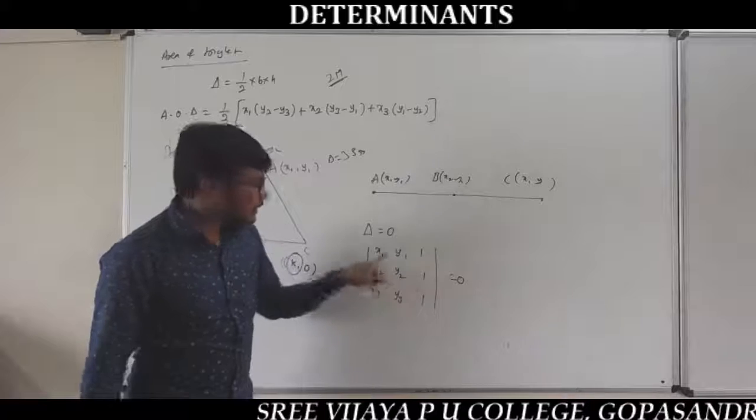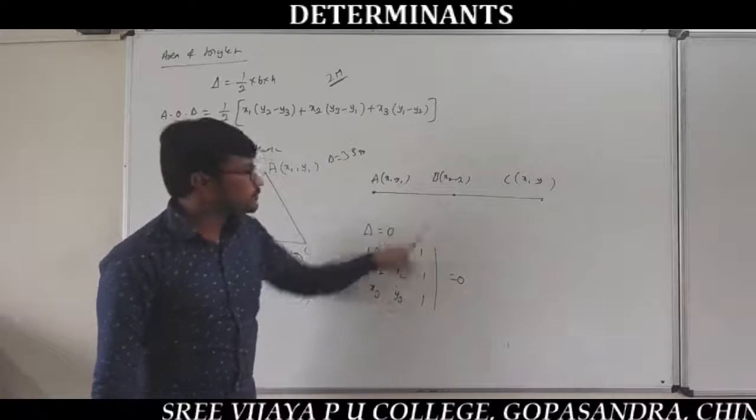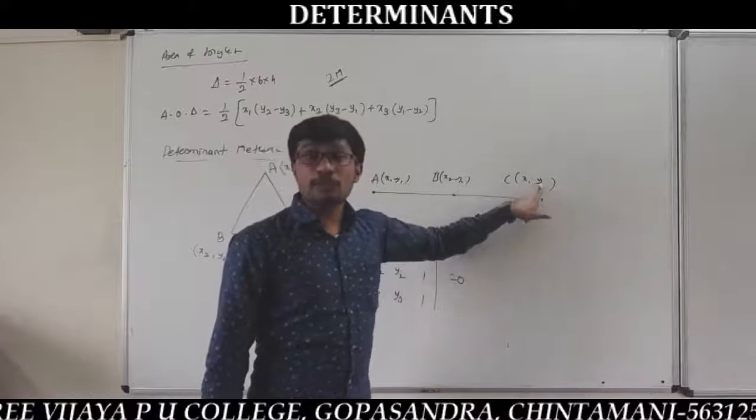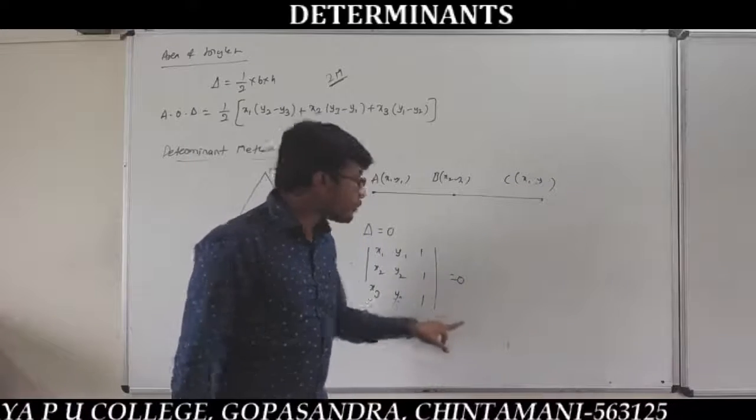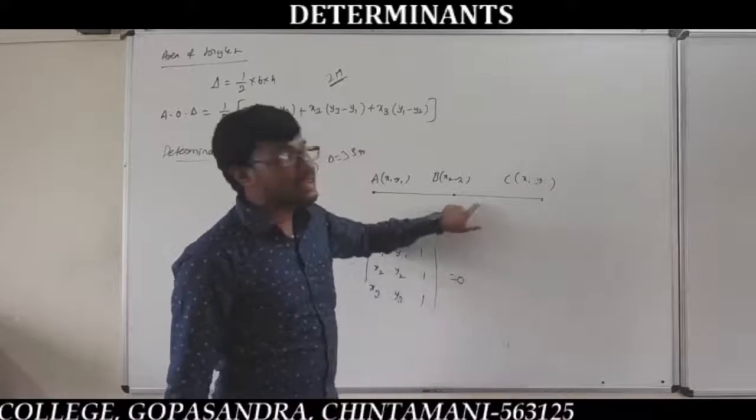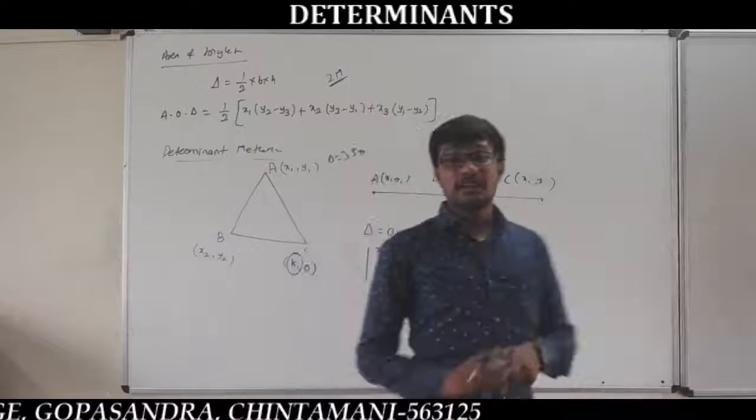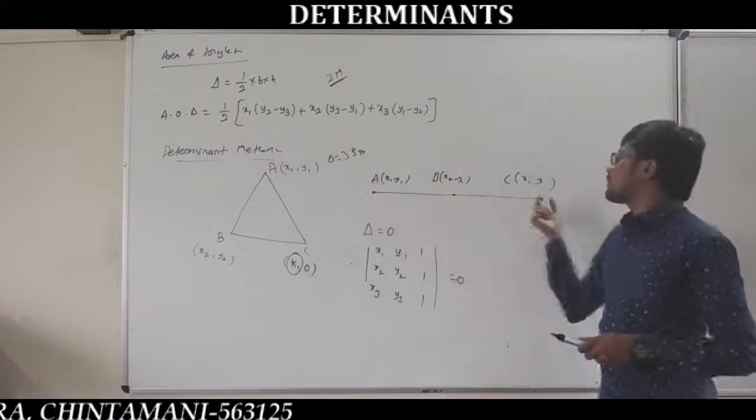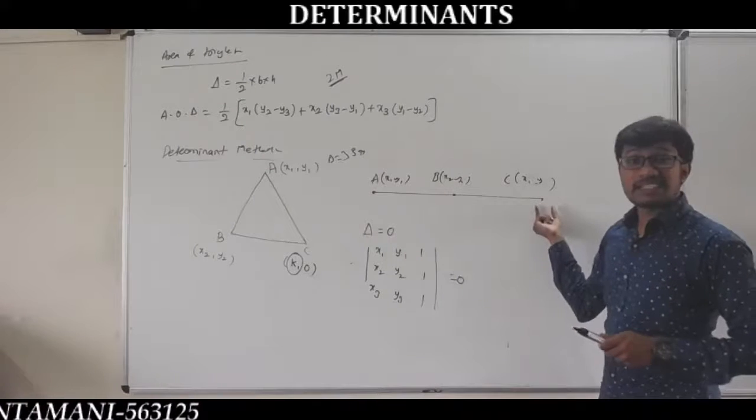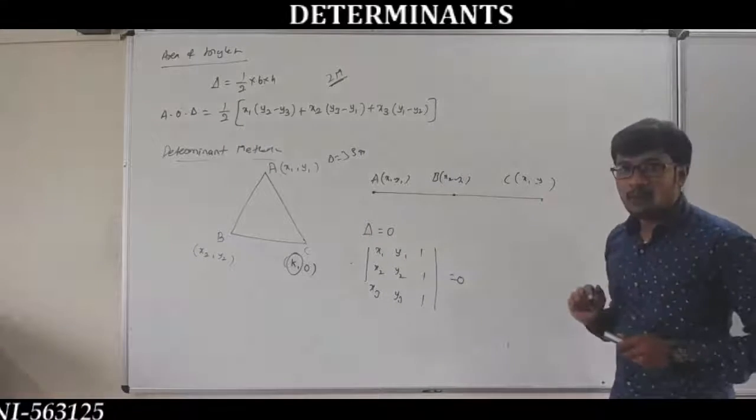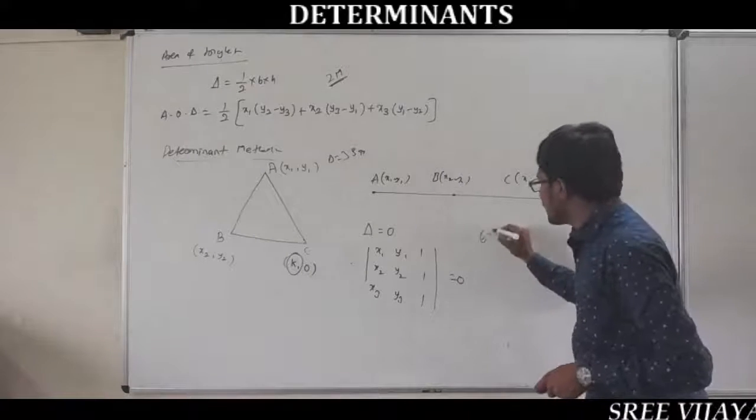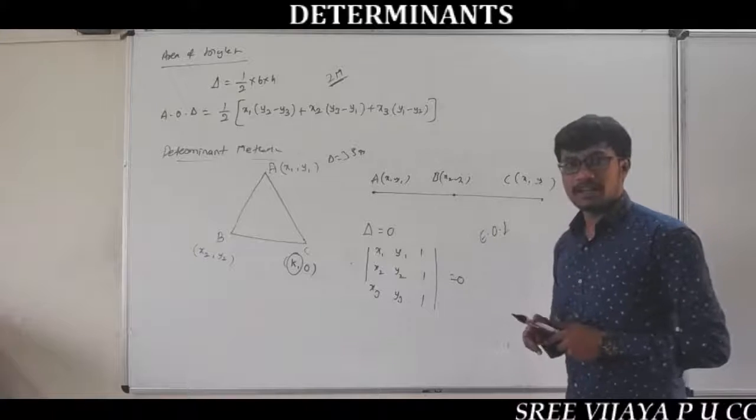So here x1 y1 is the first point, x2 y2 is the second point, and x3 y3 is some unknown, arbitrary point that you take as x, y. So by using this concept, you can find the equation of the line joining 2 points using determinants, but only 2 points. For the third point, I am taking the arbitrary point x, y.